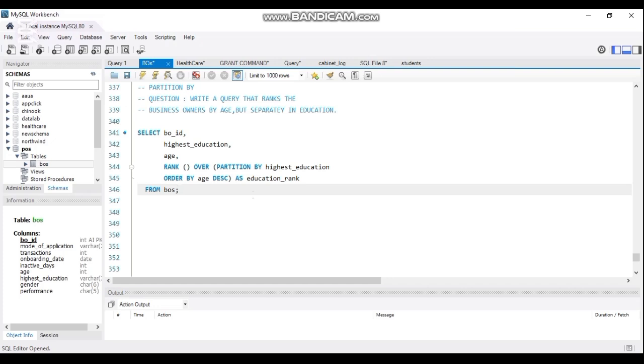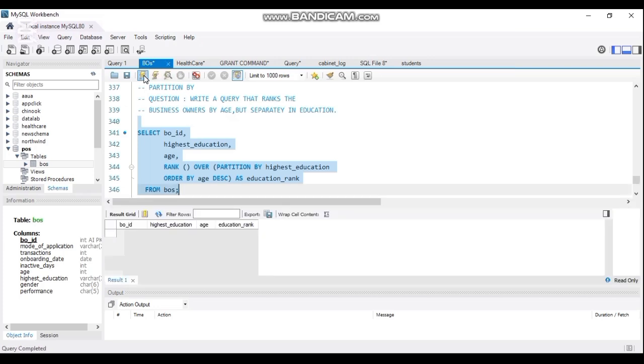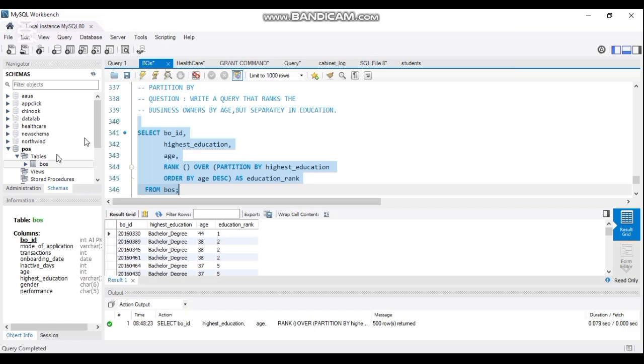Remember, we are using rank, not dense rank. Rank has ties. When it has ties, it means two entities can have the same ranking. But once they have the same ranking, it will skip the next number, meaning that if you have first, second, it will skip third to fourth. So that is what rank does. So we're going to run this and see our result.